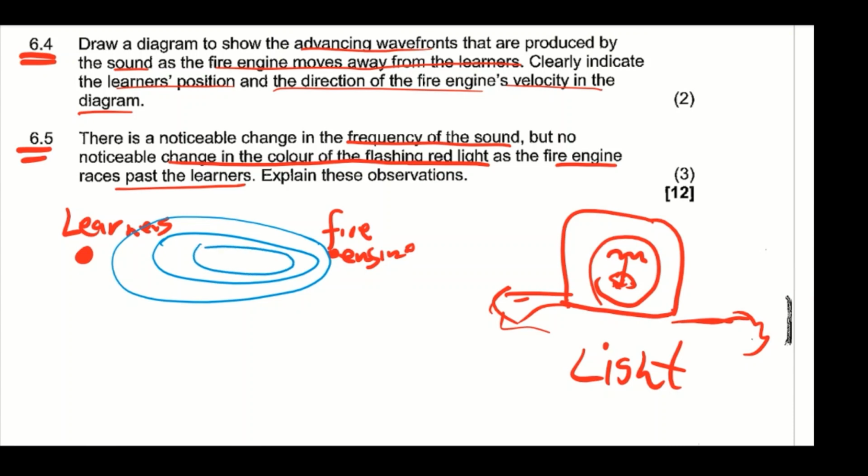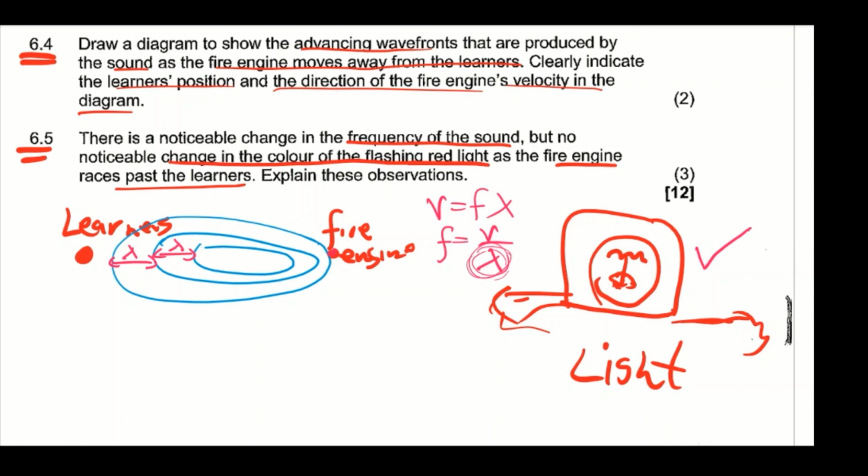So what this statement is saying is that there is a noticeable change in the frequency of sound. Yes, there's a change in the frequency of sound. Remember that v equals f lambda, right? So frequency equals v over lambda. So frequency is affected by lambda. So this is the lambda. There's definitely a change in frequency of sound because of this lambda. This lambda becomes larger the further the fire engine moves. So there is definitely a change, but there's no change in this light that I just drew here.